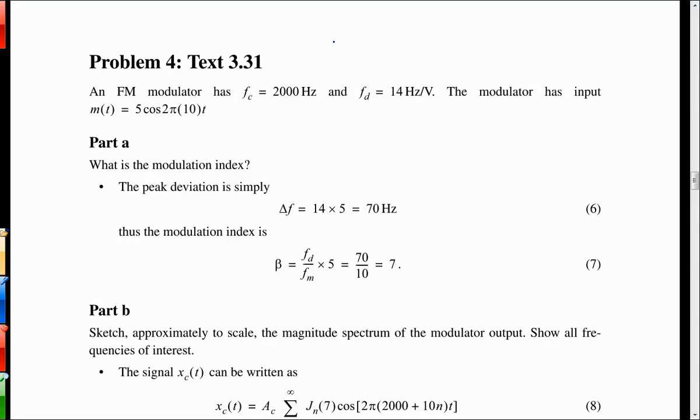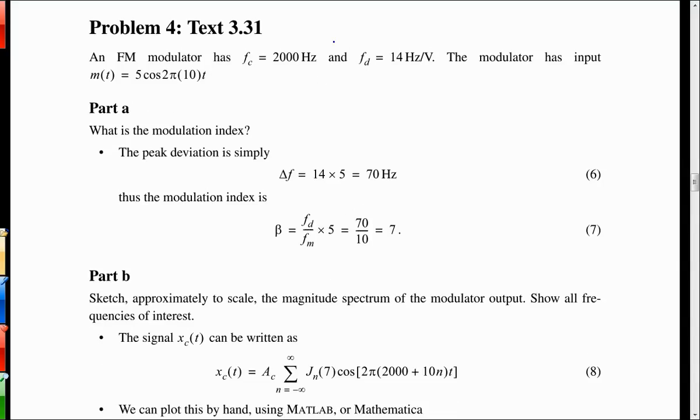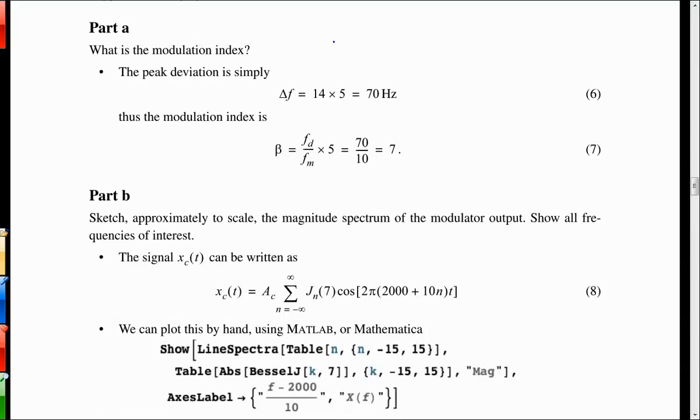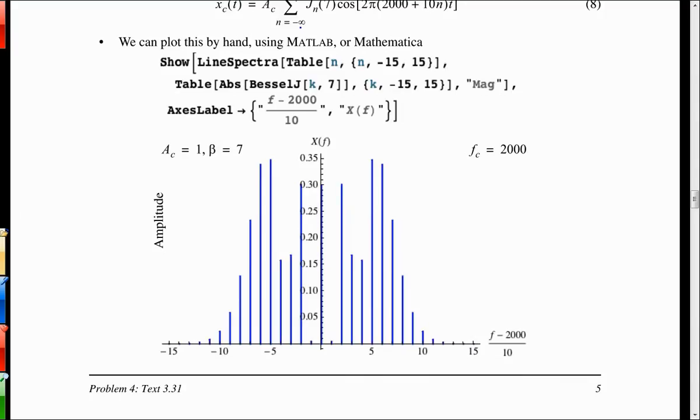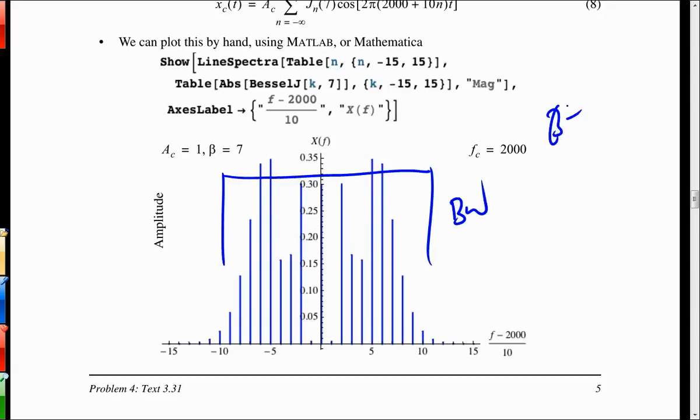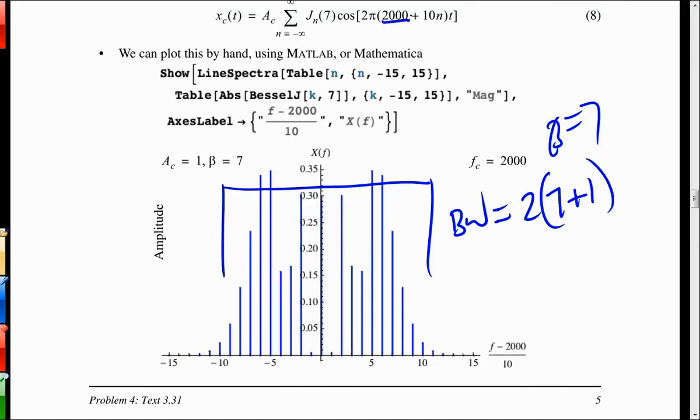This is another kind of classical problem. This is more along the lines of what we've already been talking about. Given a carrier frequency, a deviation, a message, it's FM, so you have to calculate the peak deviation, calculate beta, and the spectrum got plotted here, but you could find out what the bandwidth is based on what we just did. If beta was equal to 7, the bandwidth is going to be 2 times 7 plus 1 times whatever the tone frequency is.